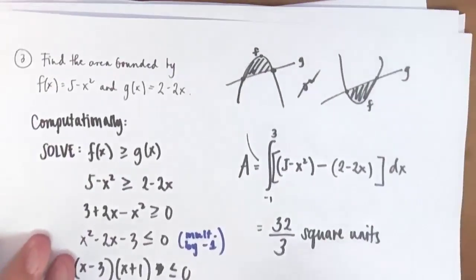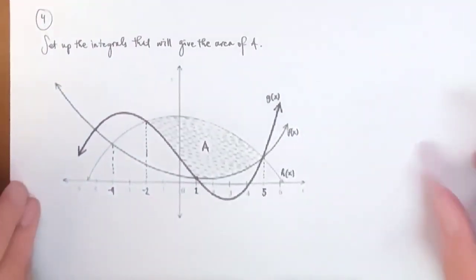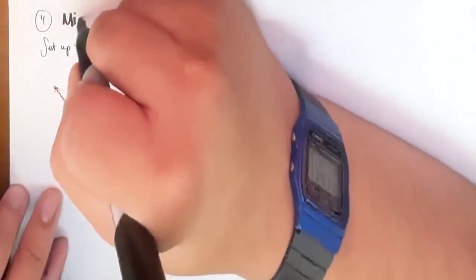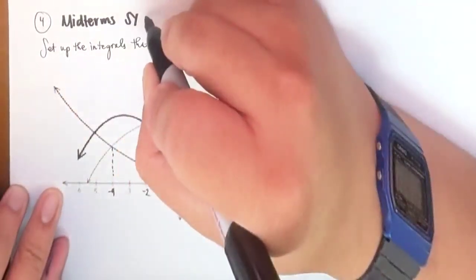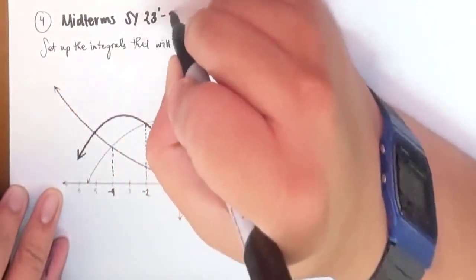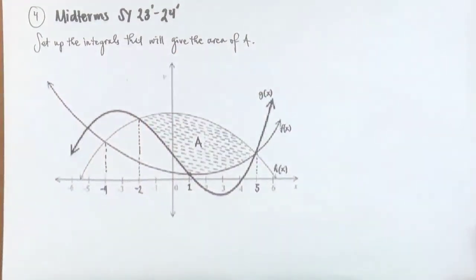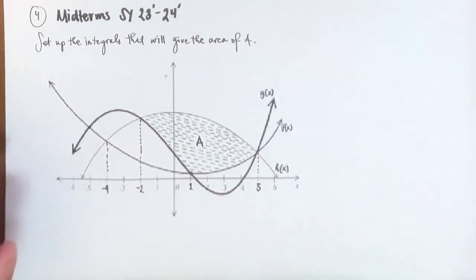All right. Last item. This is from, I think, midterms 2 years ago. So midterms SY 23-24. Okay. Set up the integrals that will give the area of A.